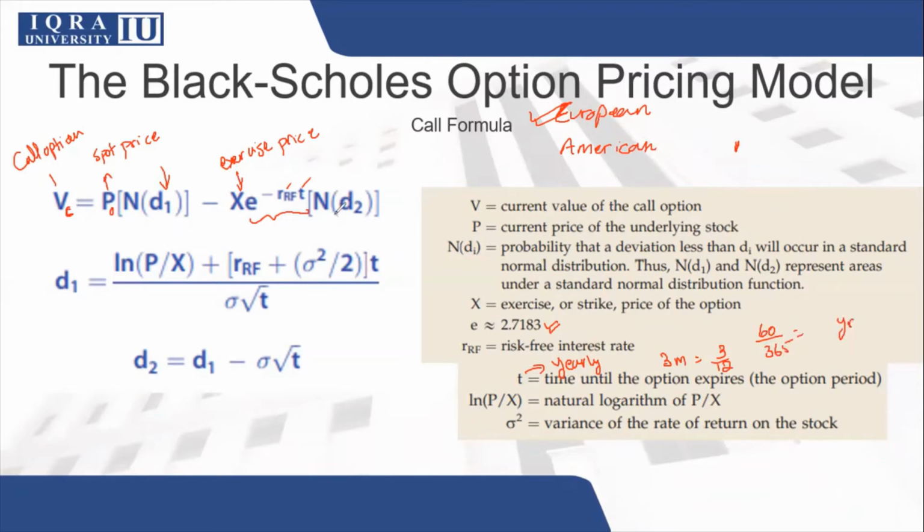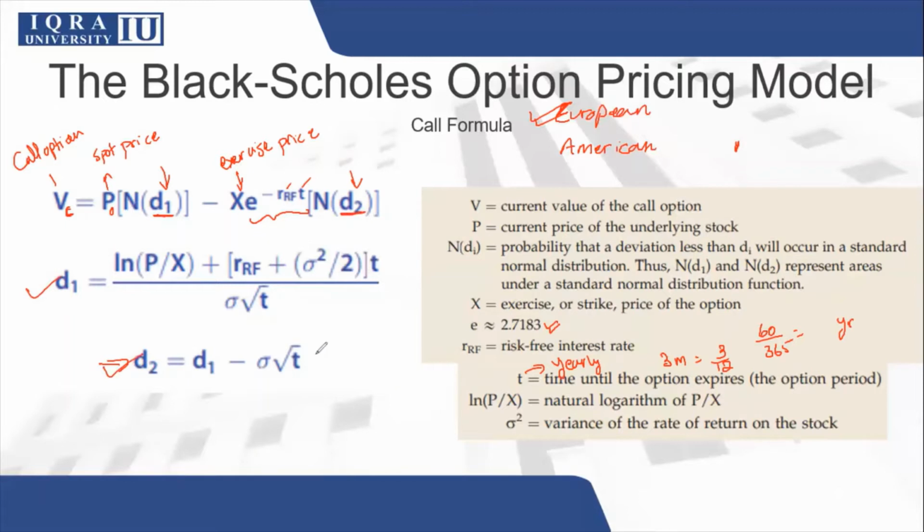Then similarly, you have N(d2). So this is the formula for the put, and this is again the probability. So you're multiplying the spot price and the exercise price by two different types of probabilities. And this is the function of calculating d1, and this is the function of calculating d2.